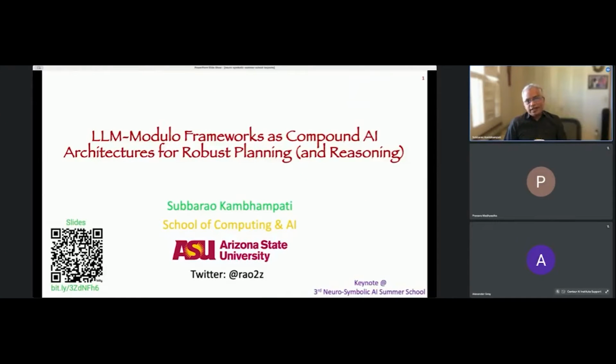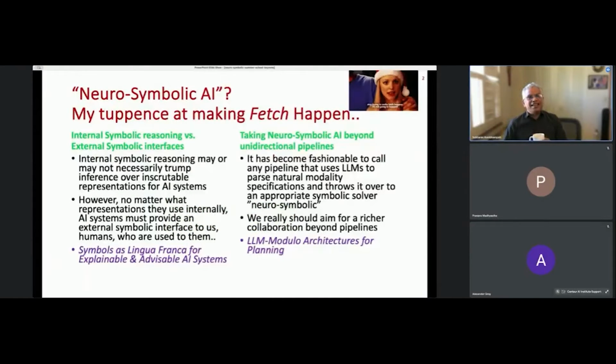So I'm going to be talking about the LLM-Modulo framework as compound AI architectures for robust planning and reasoning. I kind of avoided using the word neuro-symbolic because it's a rather loaded word. I don't completely understand what it actually means. I think Henry gave a large taxonomy early in the morning. But I'll try to give two important interpretations, and I do deal with those two interpretations.